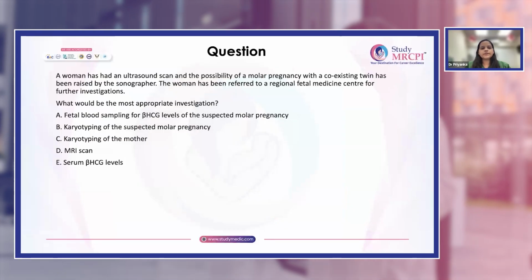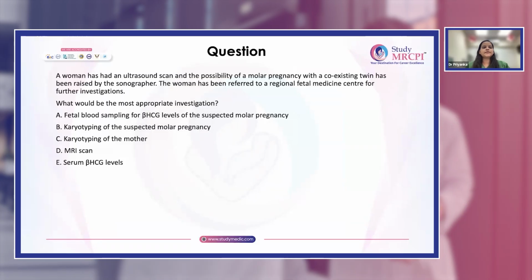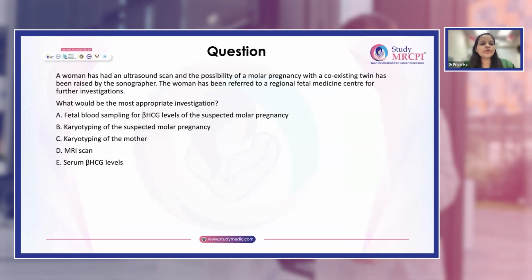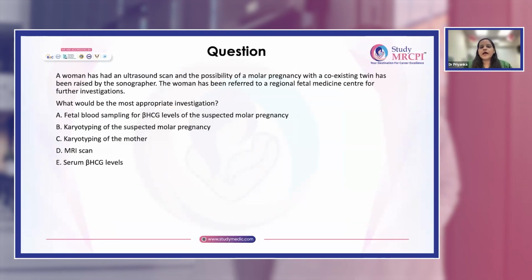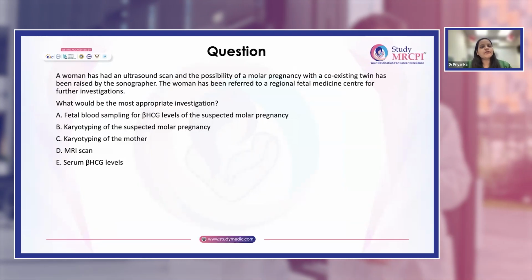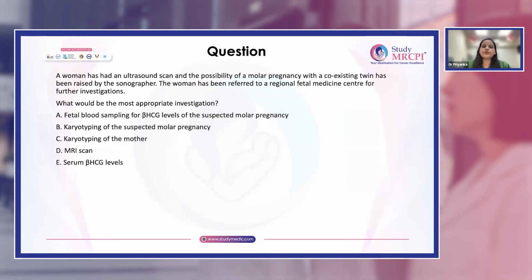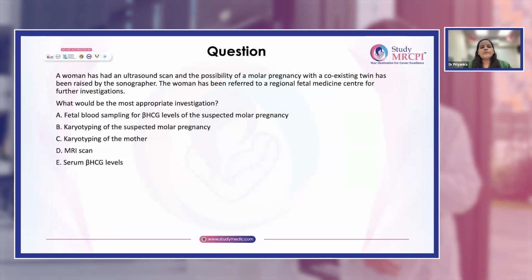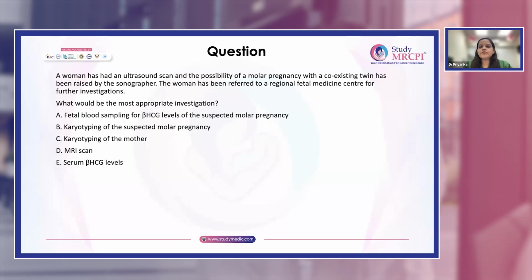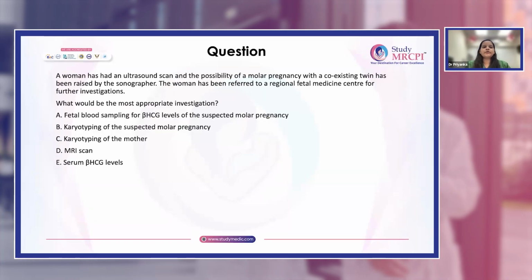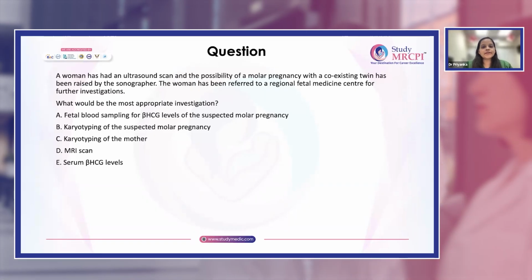So first we will be discussing the question and then the answer, and then we will move towards the theory part. So here's the first question. There is a woman who has had an early ultrasound scan and the possibility of a molar pregnancy was suspected with a coexisting twin. That is, there was a suspicion of partial mole by the sonographer. The woman has been referred to a regional fetal medicine center for further investigations. So, what would be the most appropriate investigation in this case?